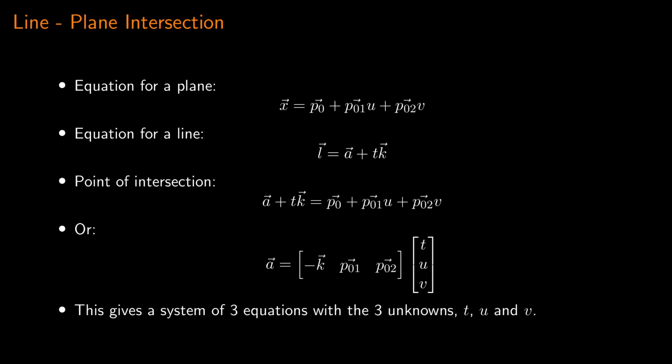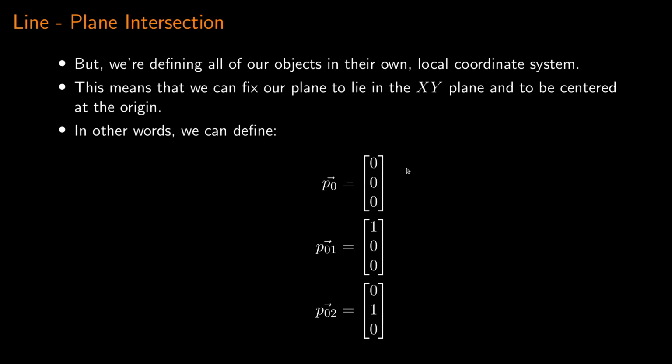And so we can see that we could then solve that system of equations and get the values of t, u and v. And of course, once we have the value of t, we can simply plug that back into the equation that we have here for a line, and that will give us the location of the point of intersection.